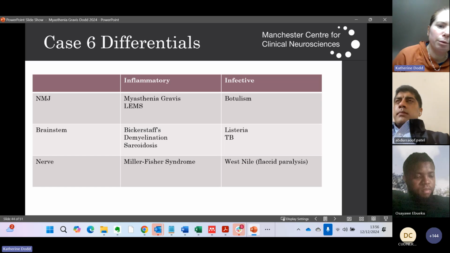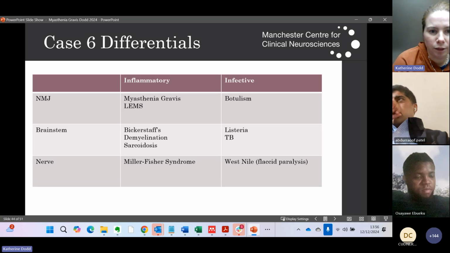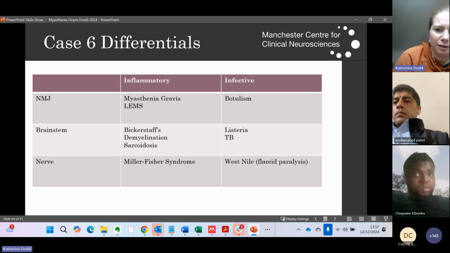Is this a brainstem problem? So inflammatory brainstem problems can cause eye signs and limb weakness. So Bickerstaff's, demyelination or sarcoid, or an infective brainstem thing. So listeria tends to go for the brainstem, or TB.